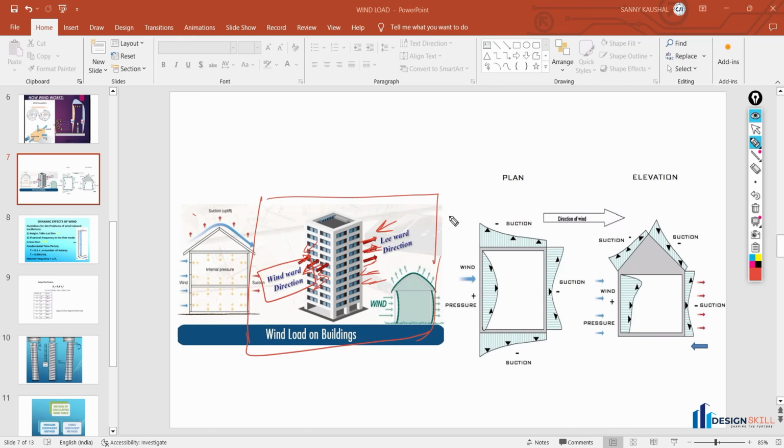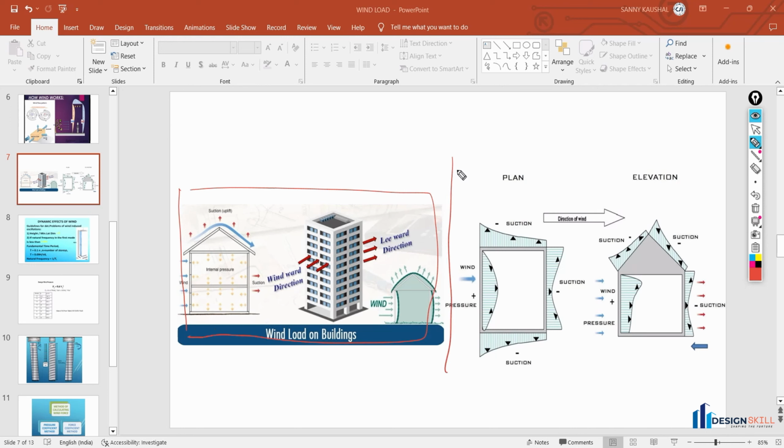Okay, so it is very important to know which is the windward direction and which is the leeward direction, because this is going to help when you calculate the wind load. At the time of the wind load calculation, the windward direction and leeward direction play an important role. Now I think you are very clear about this particular diagram. Now move to the next. This is another diagram showing the same thing, but it is showing the plan view here, and this is showing the elevation view.